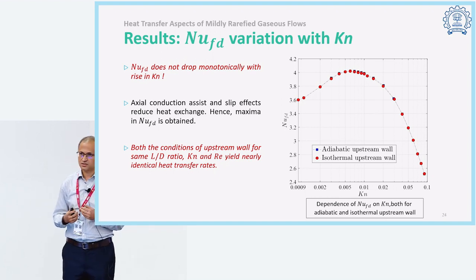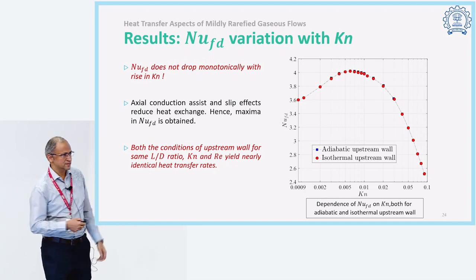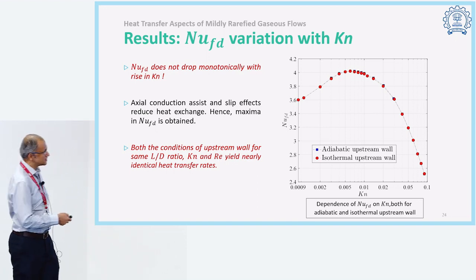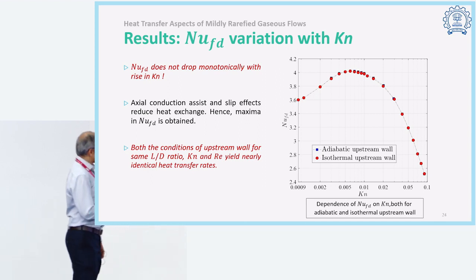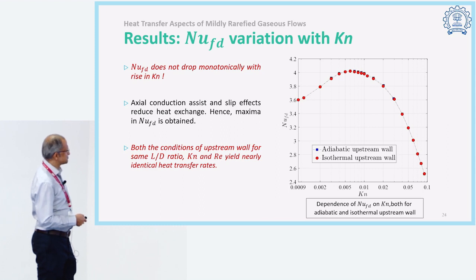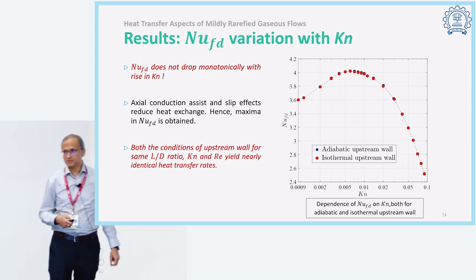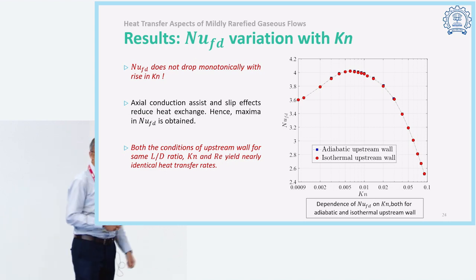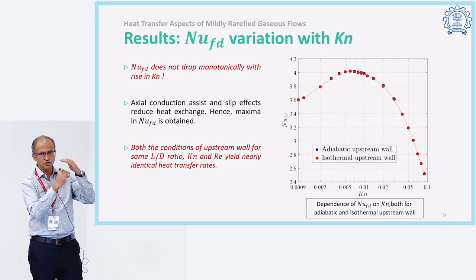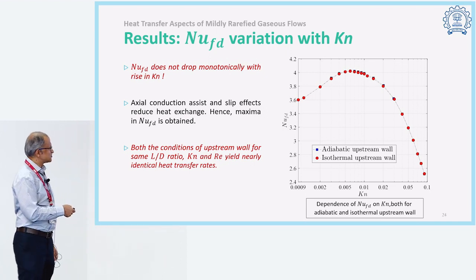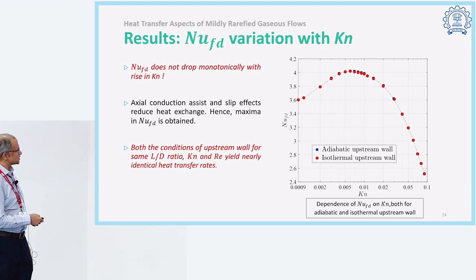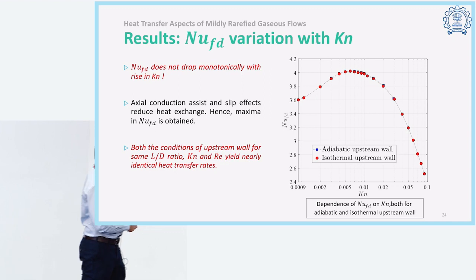So that means you expect the Nusselt number to reduce. And this is what you also see in here. But what is interesting is that there is a peak, a local maxima, that you get before it starts to reduce. Now, what could be the reason for this is there is an actual conduction which seems to assist the heat transfer, and there is a slip effect which is increasing the amount of the temperature jump or the velocity. So if you were to analyze this, this is what we believe leads to this maxima in the fully developed Nusselt number.